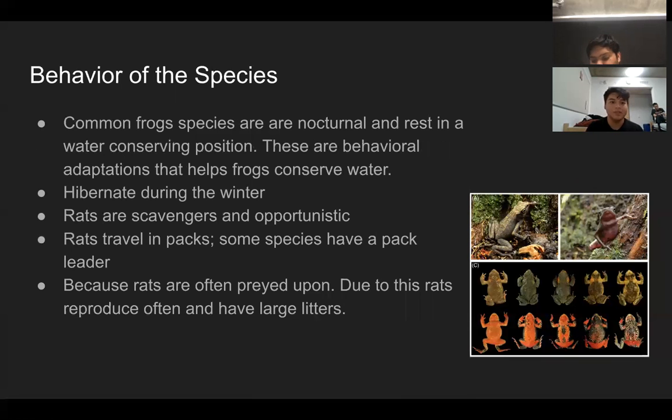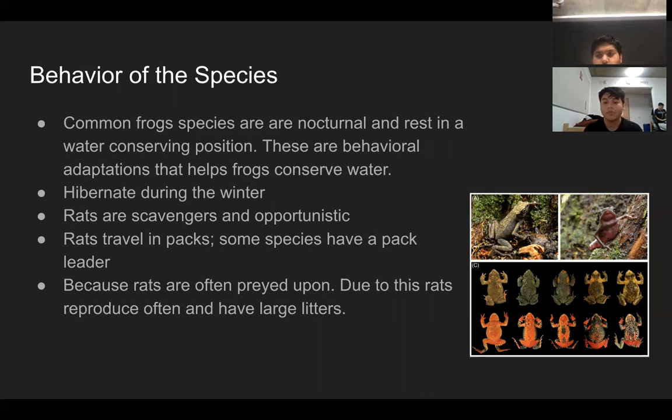The behavior of the species. So common species of frogs are nocturnal to conserve water within their body. Nighttime is cooler, therefore there is less water loss. Frogs also have a resting position that allows them to conserve water. Their senses are also better suited for the dark. So being at night is obviously going to be better for them. Frogs hibernate in the winter.